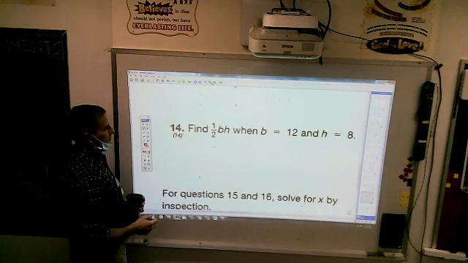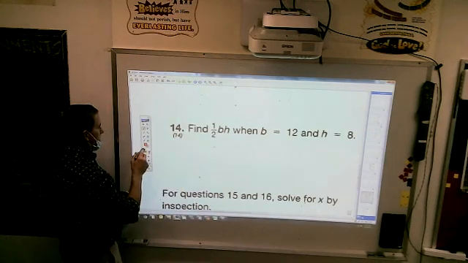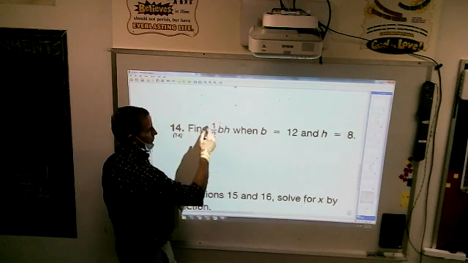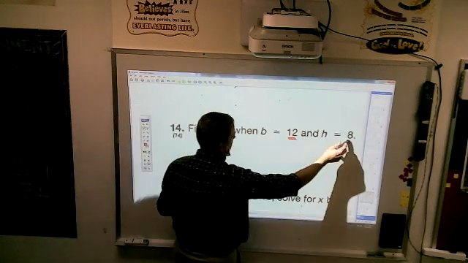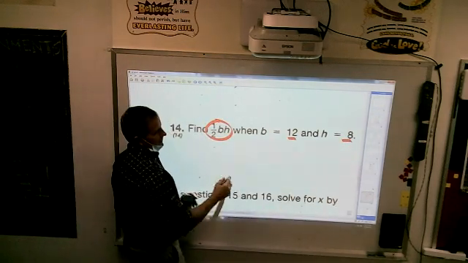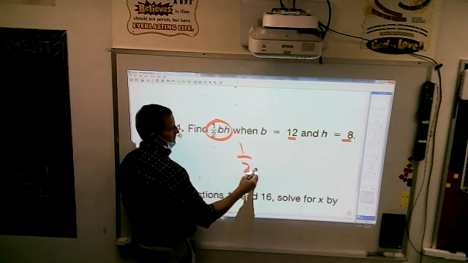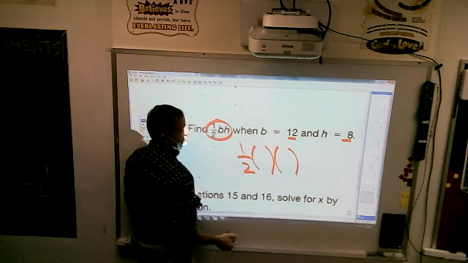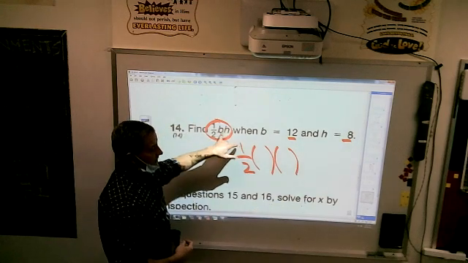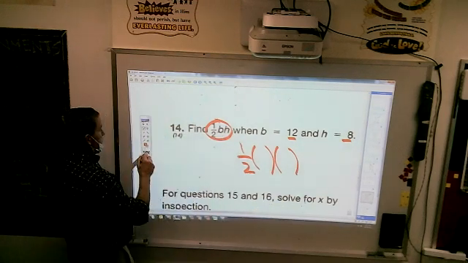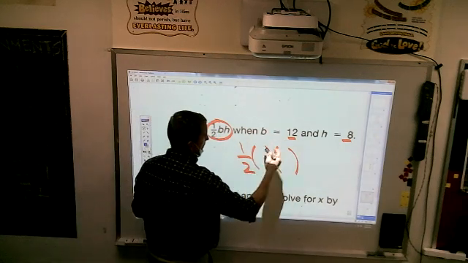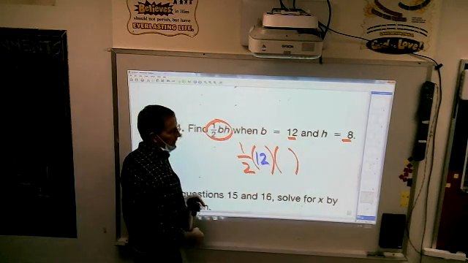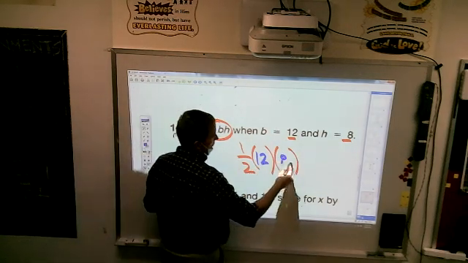This is the deal with 14. First thing you should do, this is your formula, and they tell you what B is and they tell you what H is. You should put parentheses for both of those letters, B and H, and then you just plug the numbers in where they go. B is 12, so you put 12 there. H is 8, so go ahead and put 8 there.